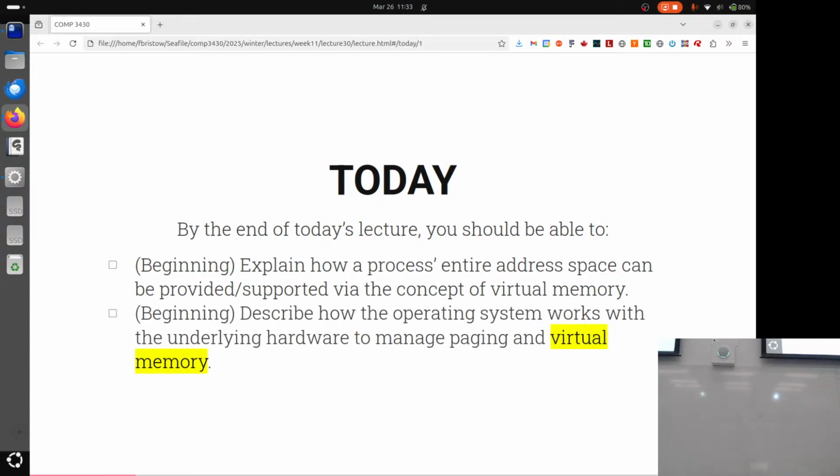The other thing I want to begin to do today is to describe how the operating system works with the underlying hardware to manage paging, but really just generally virtual memory. So we're going to get to paging. I promise that we will get to paging before this class is over, not today, but before the course is over.